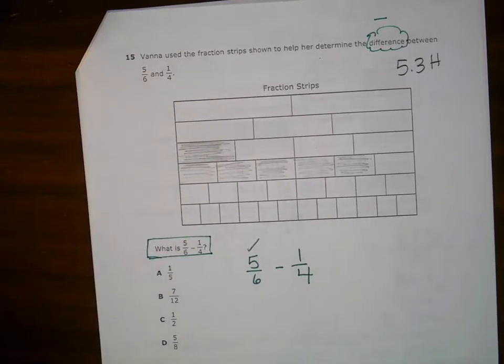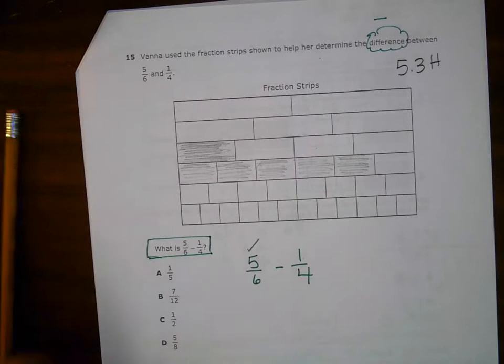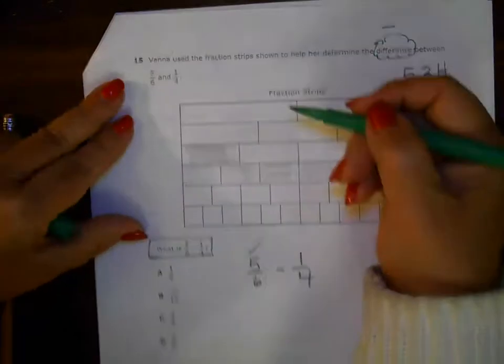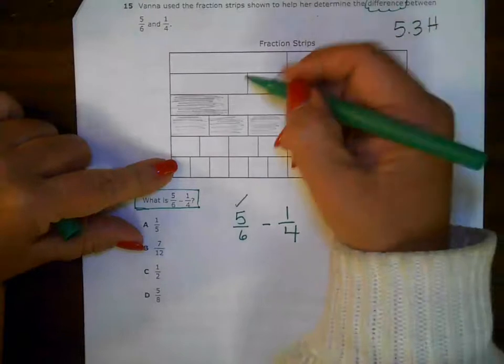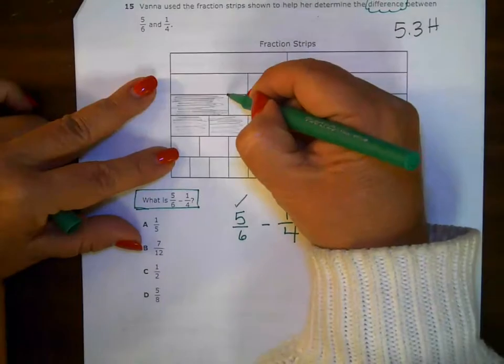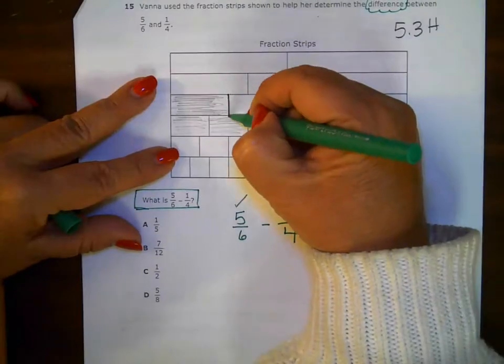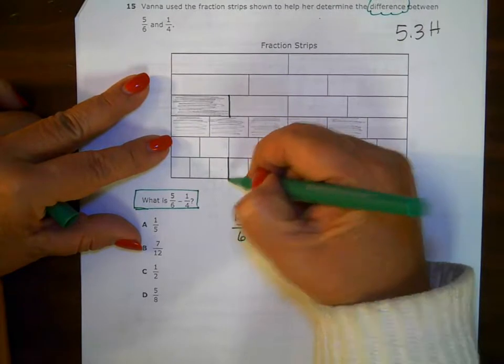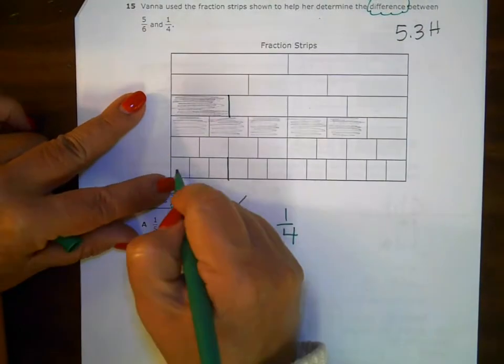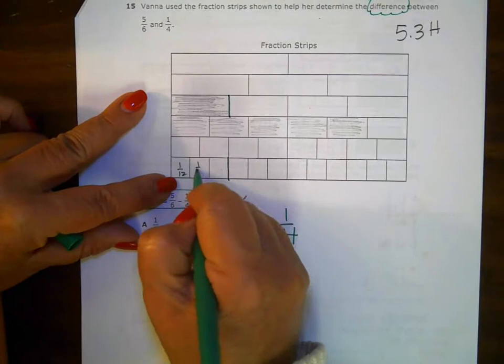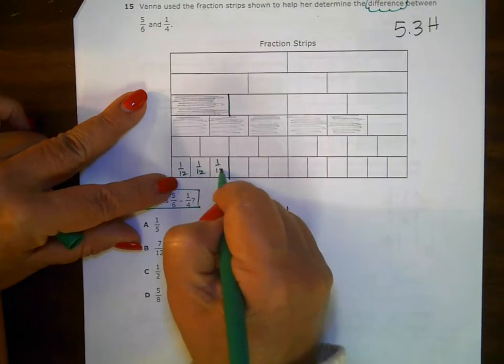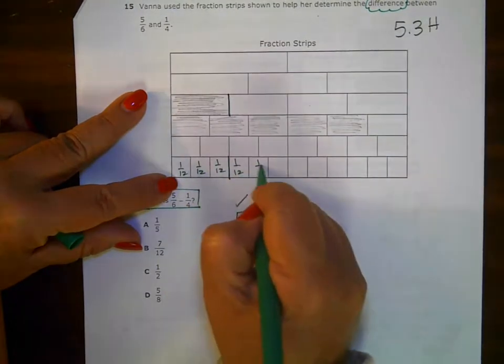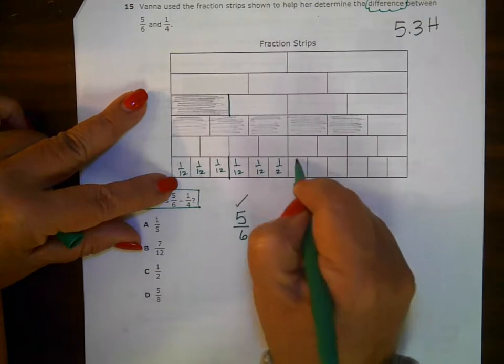Before I can subtract, I need to find a common denominator. What's going to be my common denominator? Well, I'm going to look right here, and I can see that this part right here matches here. This is 1/12, 1/12, 1/12, 1/12, 1/12, 1/12.